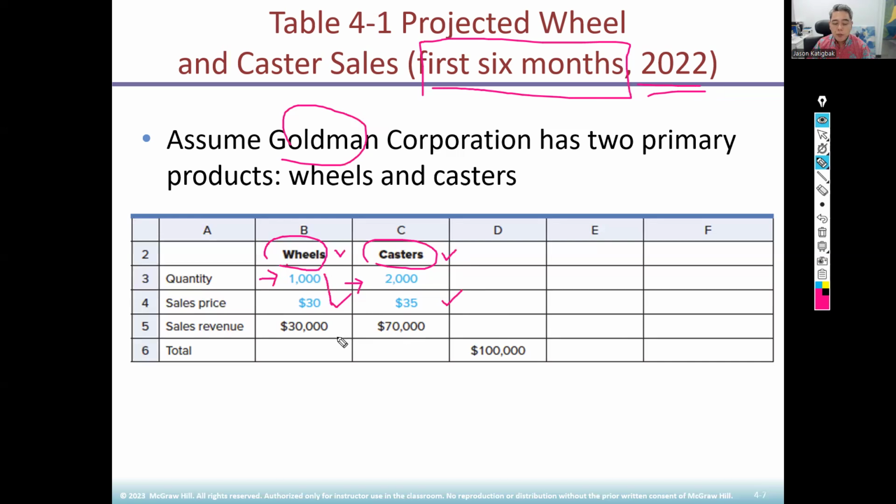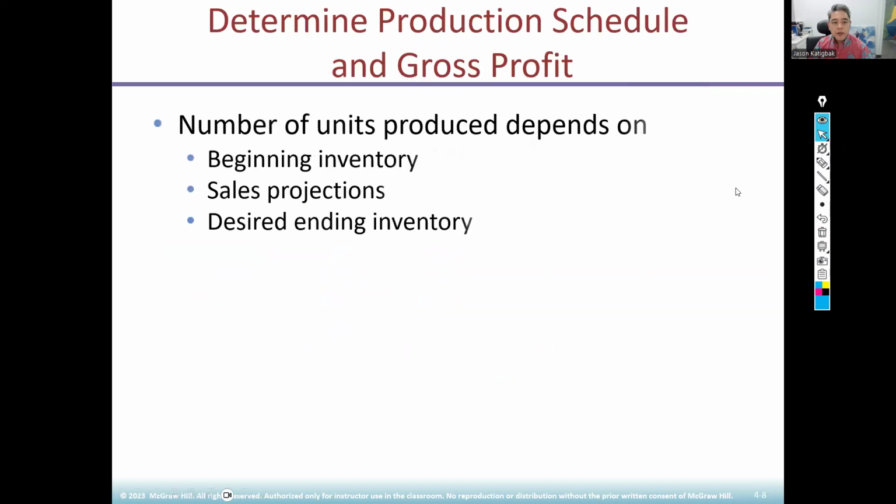So 1,000 multiplied by 30 is 30,000 as revenue. 2,000 units multiplied by 35 is 70,000 for casters. 30,000 plus 70,000, we are looking at a forecast of 100,000 in dollar sales, and then about 3,000 in quantities that need to be produced, both wheels and casters, right? Let's go to the next slide.